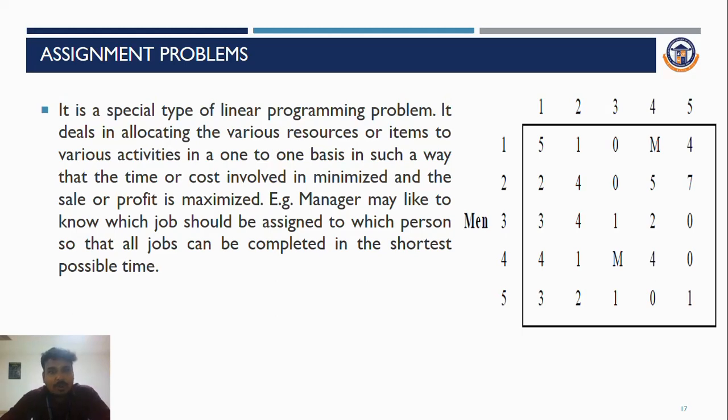Then the assignment problem. It is a special type of linear programming problem. It deals with allocating various resources or items to various activities on a one-to-one basis in such a way that the time or cost involved is minimized and the sale or profit is maximized. So in the assignment problem, we have two methods to solve the problem. The first method is the Hungarian method. This method is generally used to solve the assignment problem.